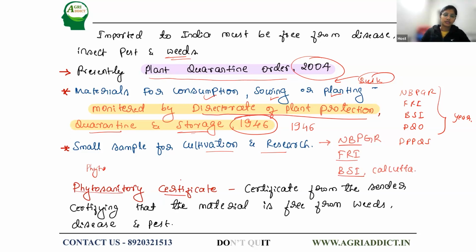So I have mentioned here. Don't look at the slide. You can say what is a phytosanitary certificate. Ma'am, this certificate is needed for introduction. Otherwise, it won't be eligible for introduction in any country. Yeah, very good. So what does this certificate say? That the material is free from disease, pests, or anything. Yes, sir.